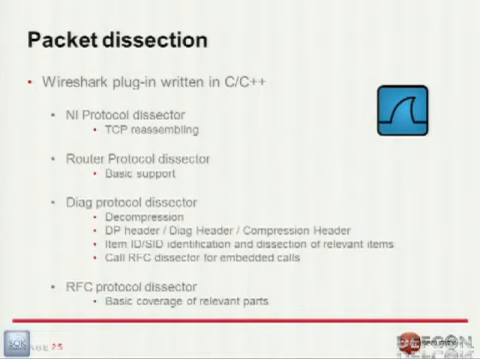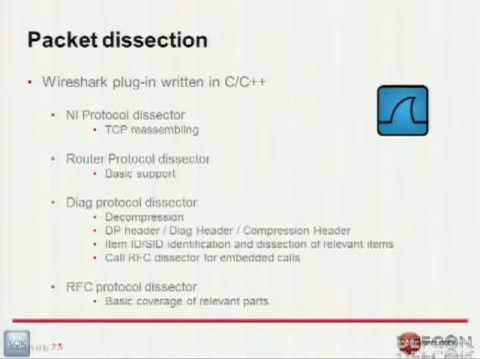It's a plugin written in C and C++, and it has 4 main dissectors. The first one is for the network interface protocol, and it does all the DCP reassembling, basically not much. I also include an additional dissector for the router protocol with some basic support. And then there's the Diag protocol dissector, the most important one, which handles all the decompression and identifies the different parts of the DP header, the Diag header, and the compression header.